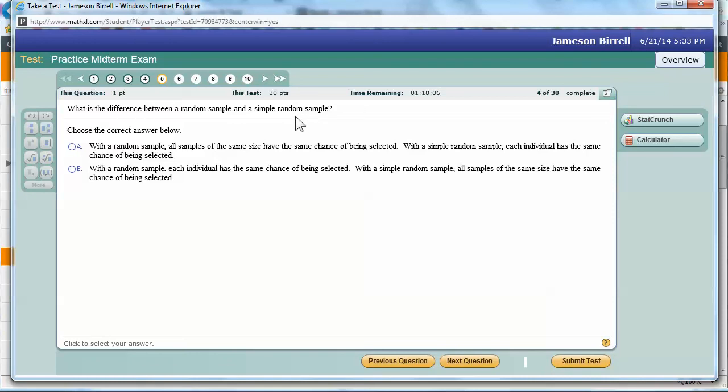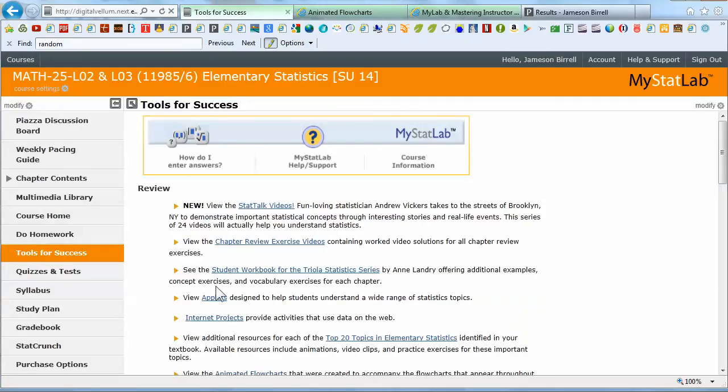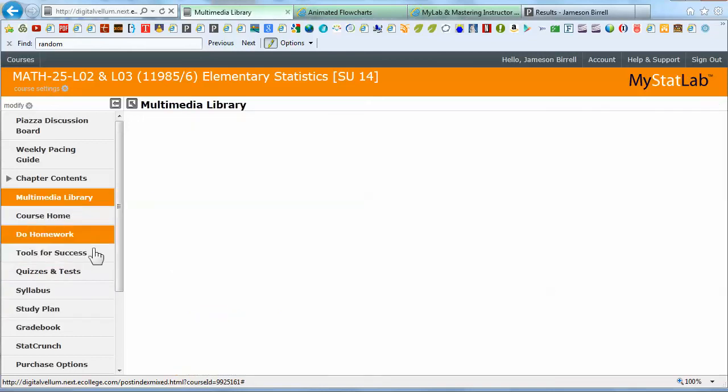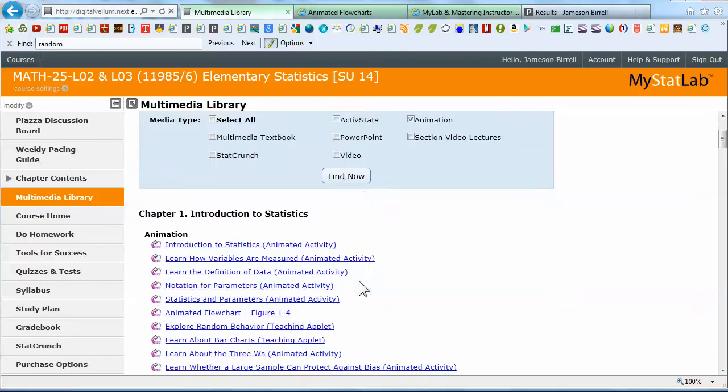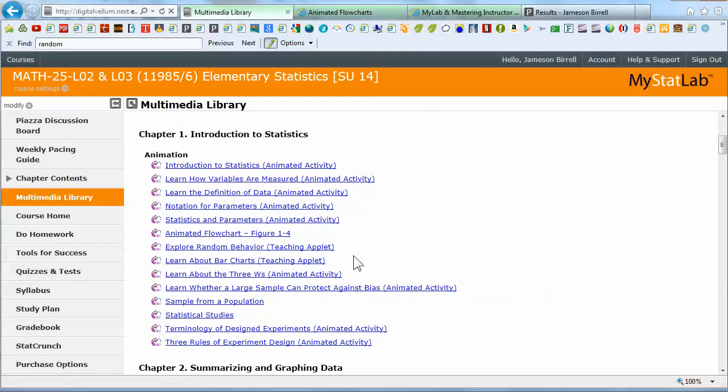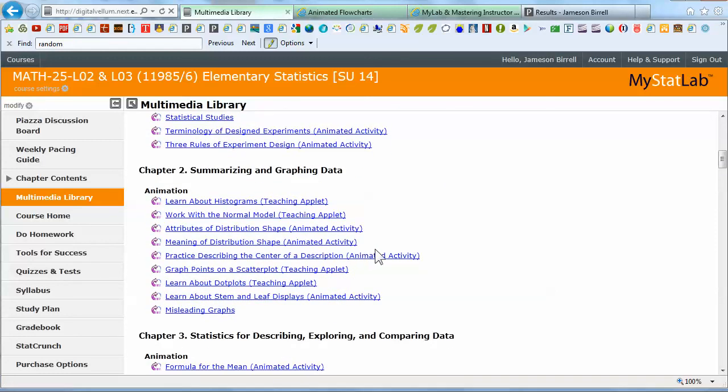I'm going to go ahead and cheat, which you should not be doing during a quiz, but I want to show you an animation here. So I looked in the multimedia library. In fact, I'll show you that again, what I had done. I went ahead and hit all animations. It used to be in the first or second chapter, and it was an example called How Random is Random, which described the difference between simple random and just random sampling. It's the simple random sampling that matters so much, and the animation was great.